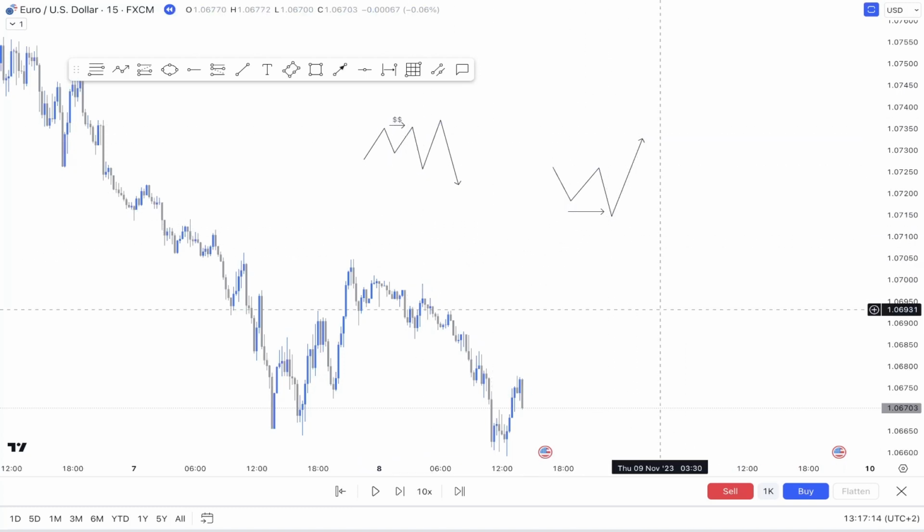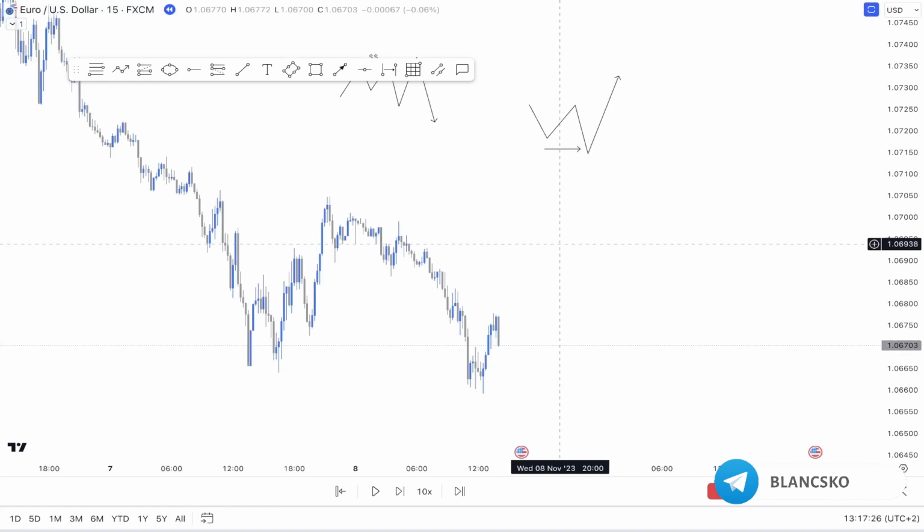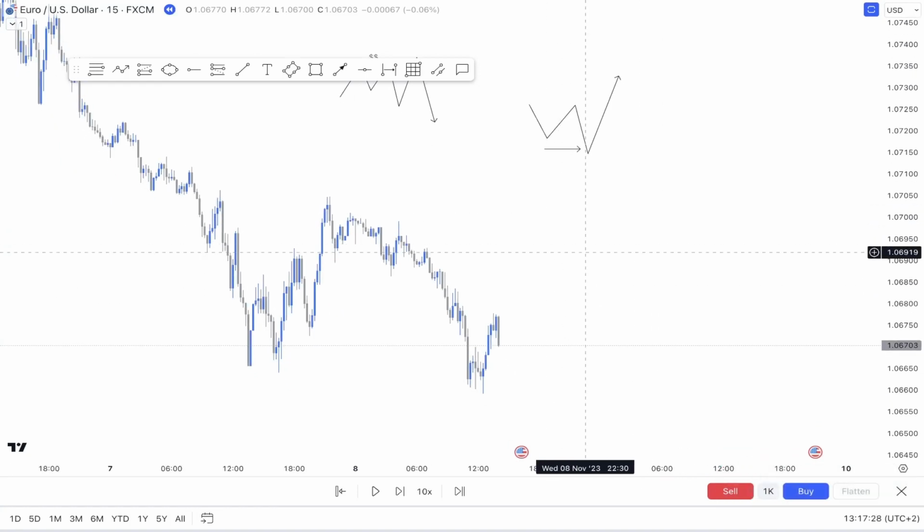So for me, this is the first ICT concept that is very important for you to understand. Understanding liquidity. Where is liquidity sitting currently in the markets? And of course, I do have a specific video for that on my channel. Feel free to check it out after you go through this whole video, because like I said, in this video I will briefly go over the concepts and then I will go over a trade example.